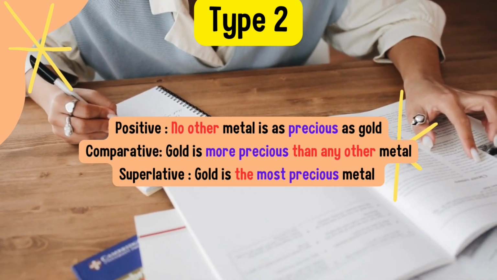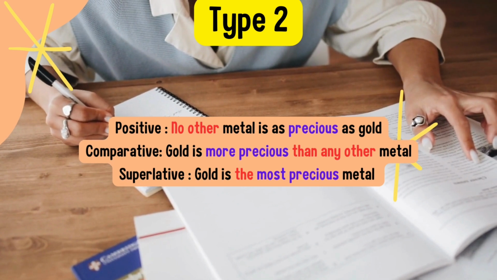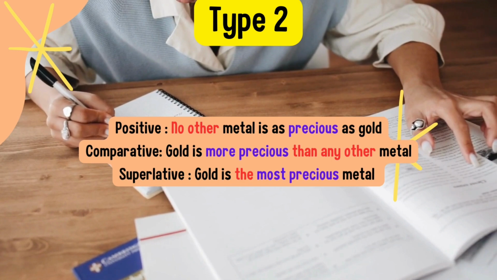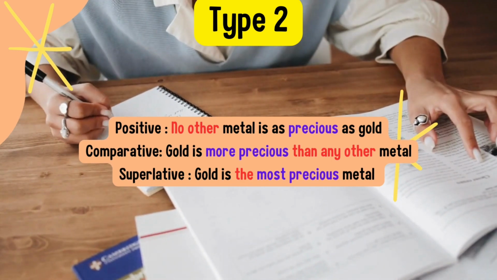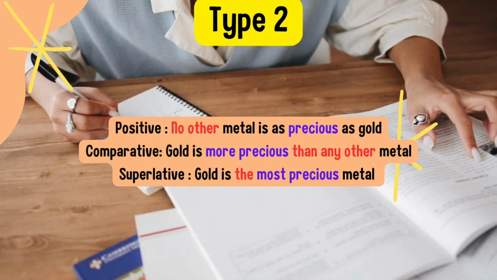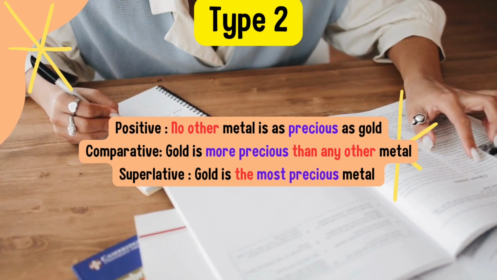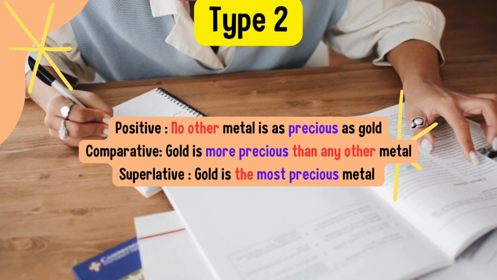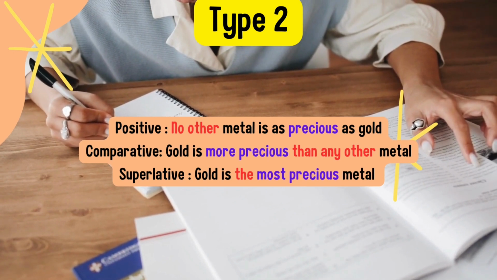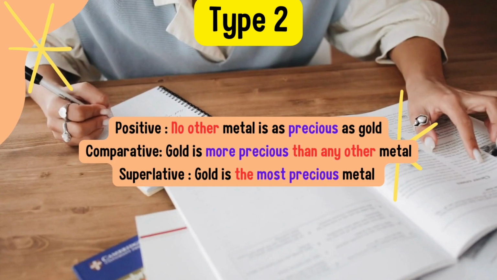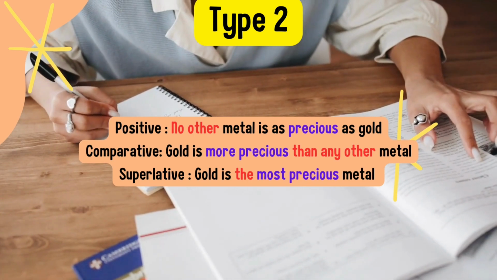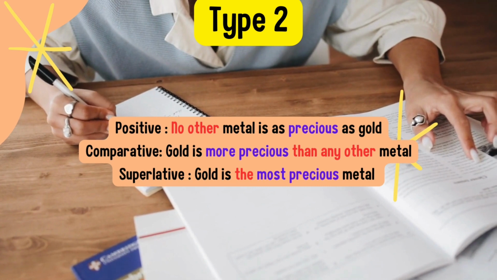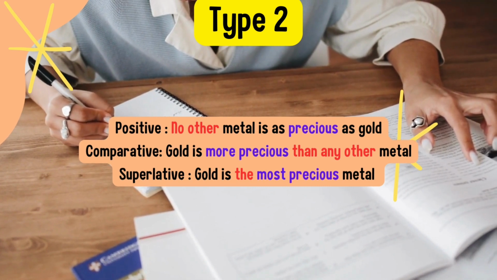Firstly we will transform this positive degree into comparative degree. First we have to interchange the given nouns. The last noun is gold, so first we need to write gold. The helping verb is. After is we have as precious as in positive degree, so we need to omit that as. The comparative form of precious is more precious. So we need to write gold is more precious. Next we have to write the clue word. Type 2 comparative clue word: than any other.